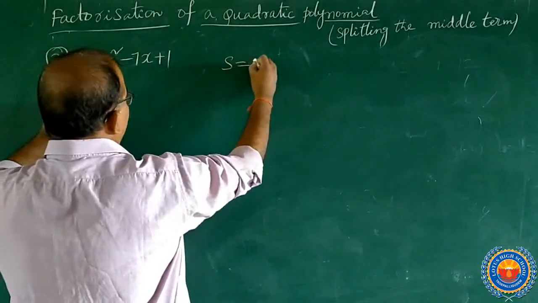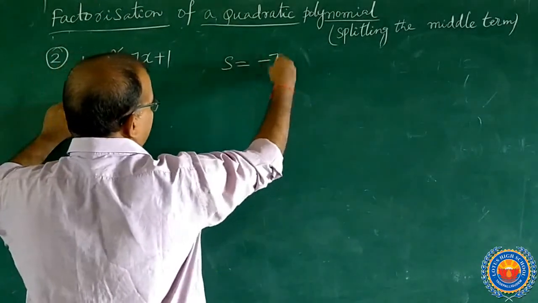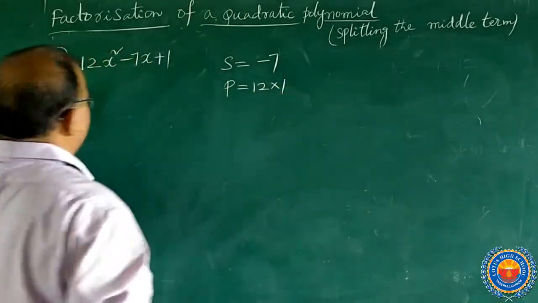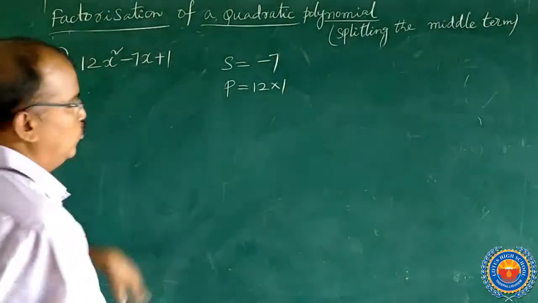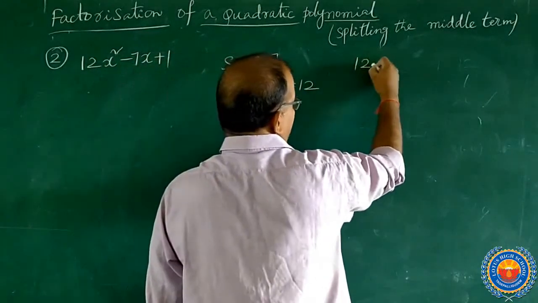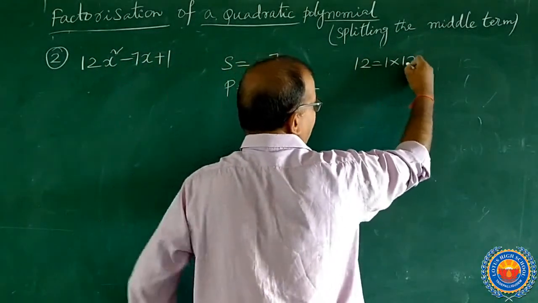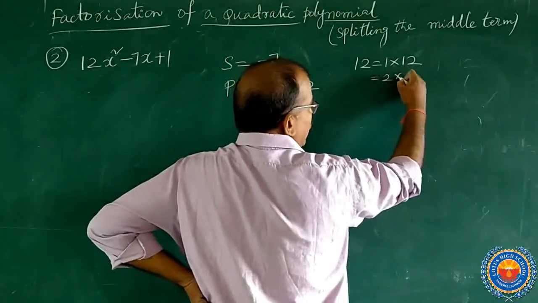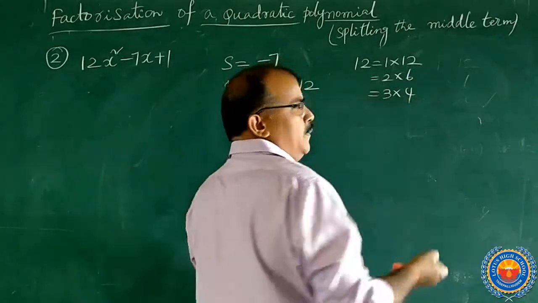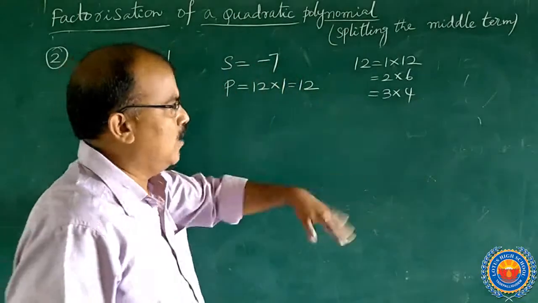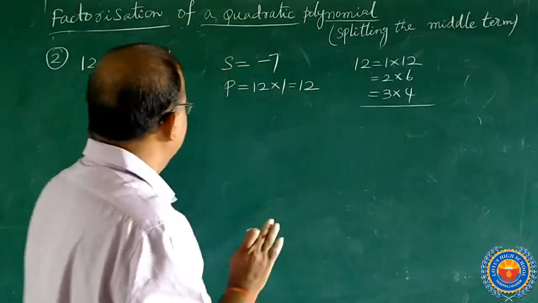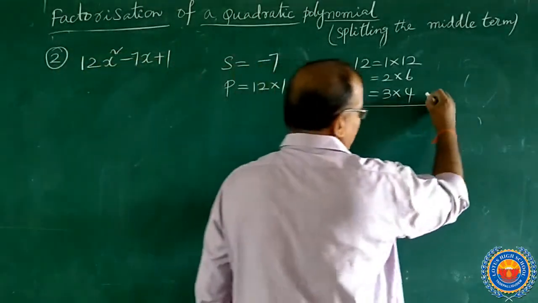Sum is equal to minus 7. Product is equal to 12 into 1, which is equal to 12. Factorization of 12: 12 is equal to 1 into 12, 2 table will be divisible, 2 into 6, 3 table will be divisible, 3 into 4, 4 table, 4 into 3. So stop, 3 into 4 is enough. Now, which number is suitable? I think 3 and 4 is suitable.